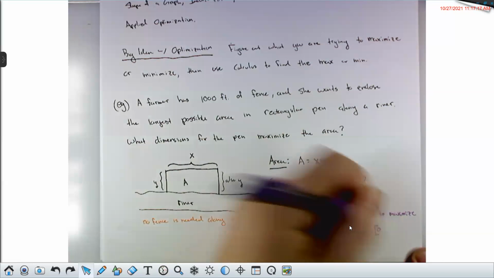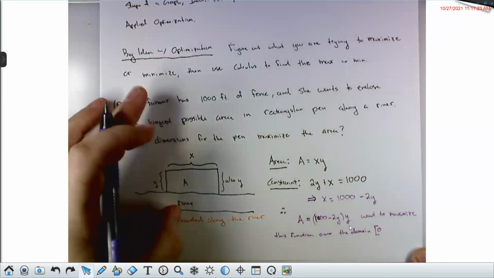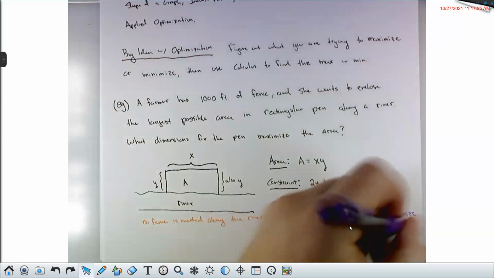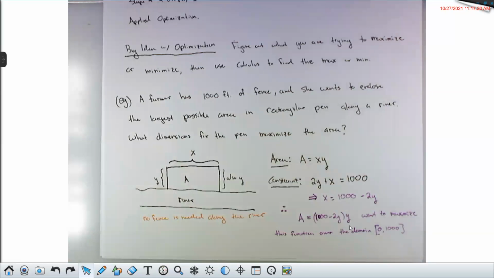In the most extreme case, this pen has no height. And in the other most extreme case, it's all height and no width. So y comes from the interval 0 to 1000. Now I have a continuous function on a closed bounded interval. So by our theorem from section 4.1, this function must attain an absolute max. It also must attain an absolute min.